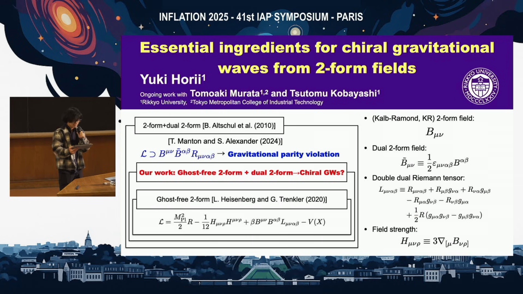In general, such a system exhibits ghost degrees of freedom. In this study, we investigate which Lagrangian densities are permissible in order to avoid these ghosts and whether chiral gravitational waves arise.